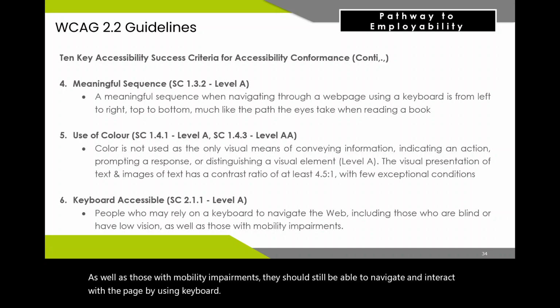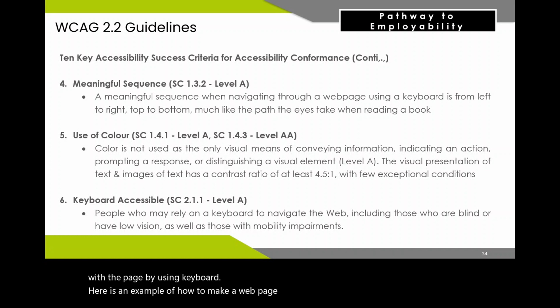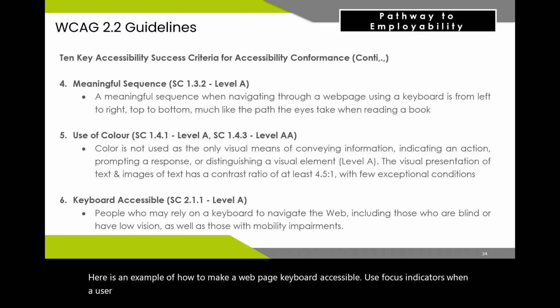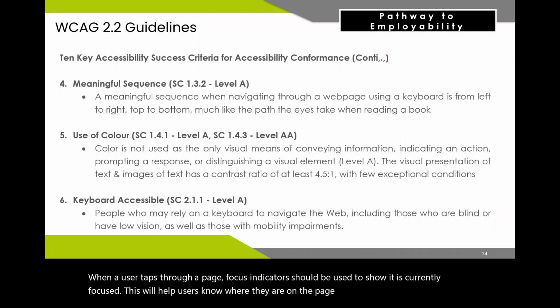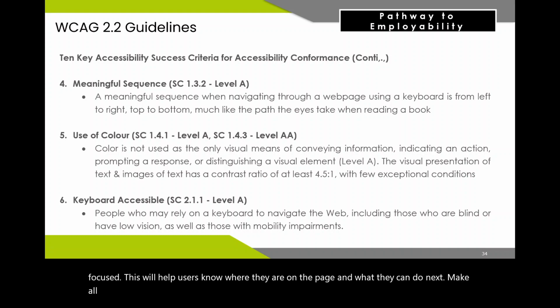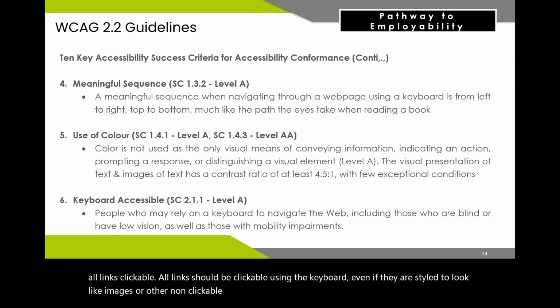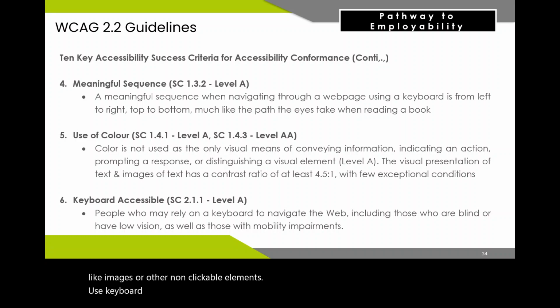Here is an example of how to make a web page keyboard accessible. Use focus indicators. When a user tabs through a page, focus indicators should be used to show which element is currently focused. This will help users know where they are on the page and what they can do next. Make all links clickable. All links should be clickable using the keyboard, even if they are styled to look like images or other non-clickable elements. Use keyboard shortcuts. Keyboard shortcuts can be used to perform common tasks, such as opening new tabs, navigating back and forth, and searching for text.